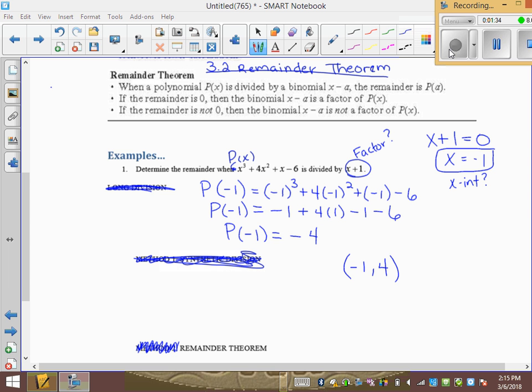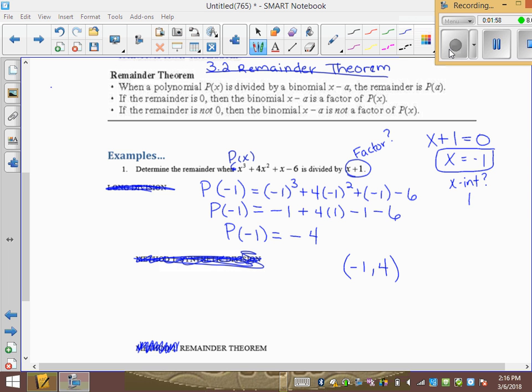Is that an x-intercept? What's the key thing to x-intercept? Y equals 0. That's why this gives us the remainder as well. The remainder happens to be -4. But we also need it to be 0 in order for it to be an x-intercept, because then our coordinate would be -1 and 0, and then that would be an x-intercept.